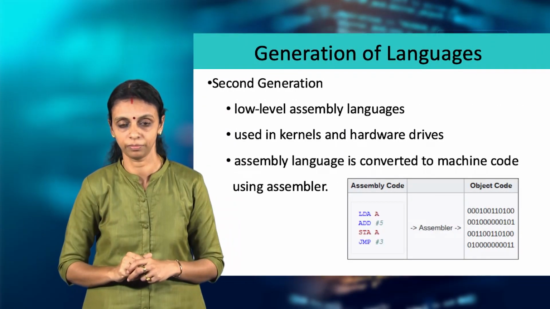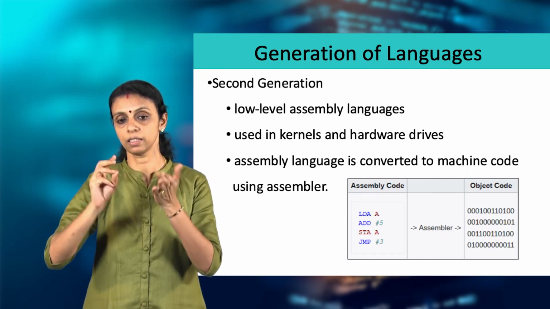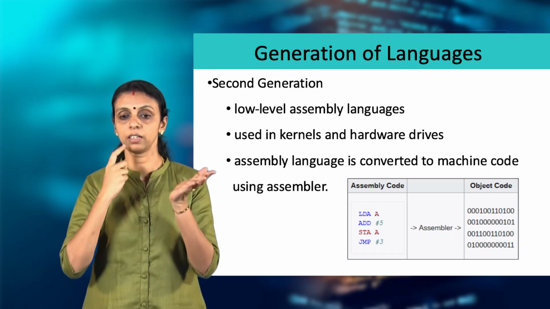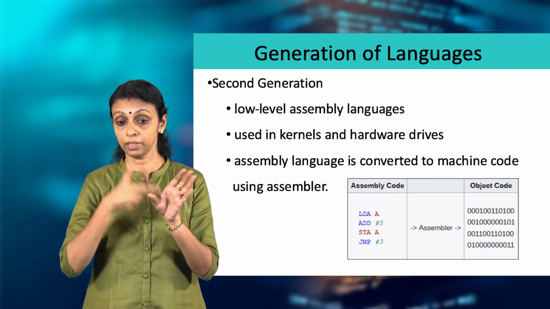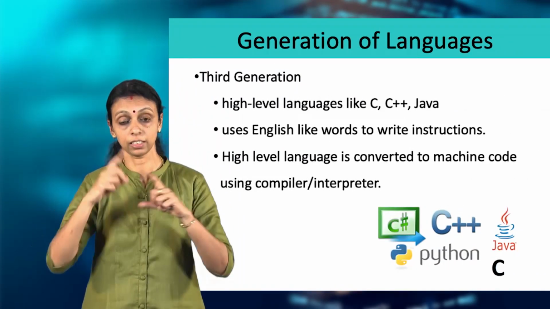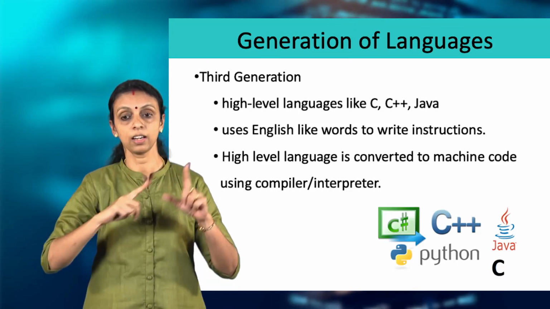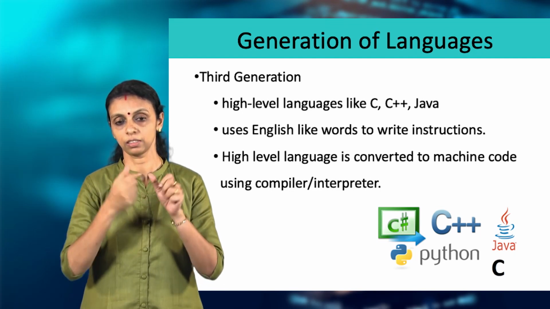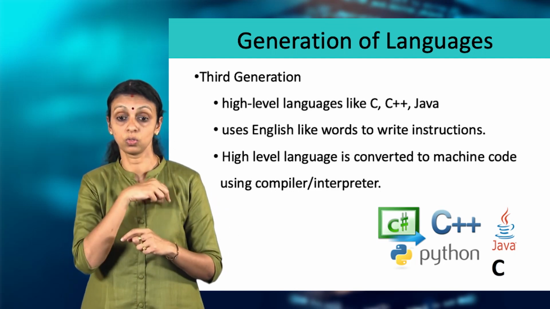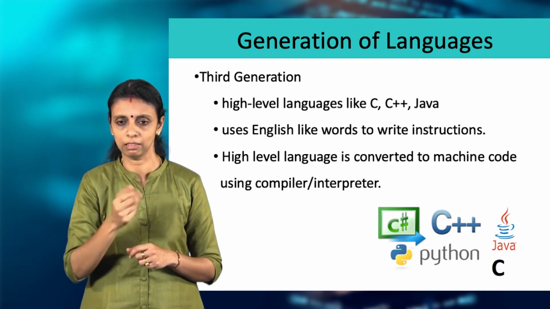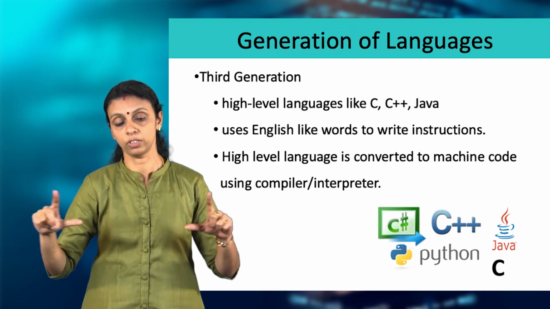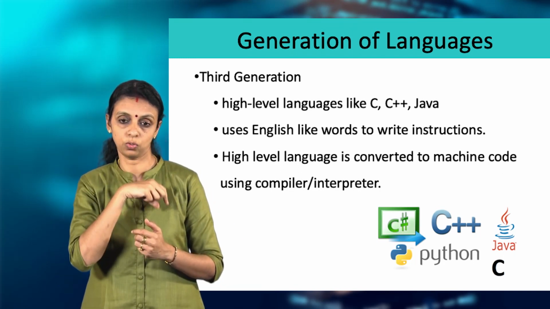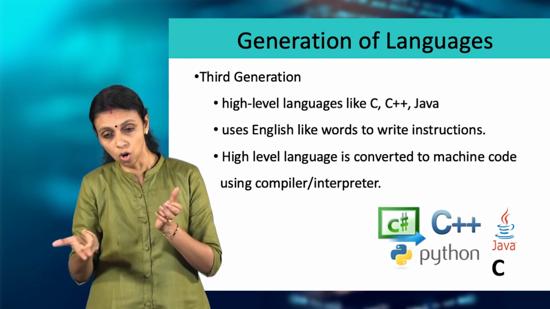Second generation languages. These are low level assembly languages used in kernels and hardware drivers. Assembly language can be converted to machine language using assembler. Third generation languages. These are high level languages like C, C++, Java, VB and JavaScript. It uses English-like words that human can understand easily. It is also called high level programming language. High level programming language can be translated into machine language, that is 0-1 form, using compiler or interpreter.